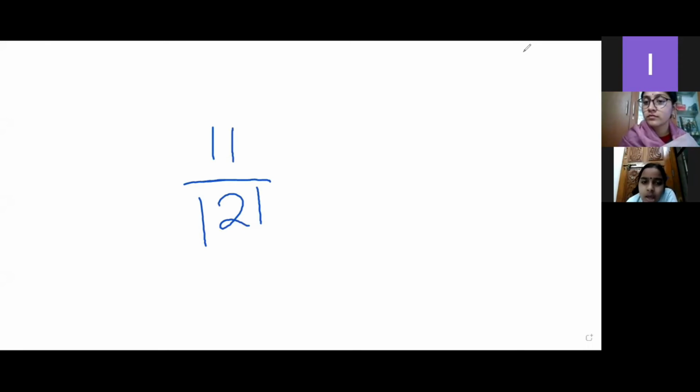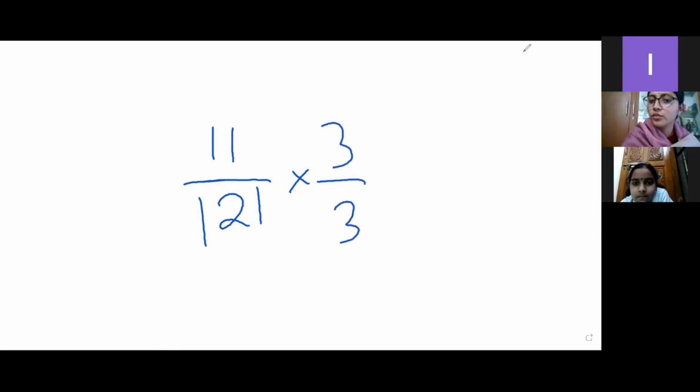Ma'am, I have a doubt. Can we multiply this 11 by 121 by 11 by 11? Will we get an equivalent fraction? No. If you have to multiply, you can multiply with any number. Harshika, you can multiply by 3 also. But you cannot divide by 3 by 3. In that case, you have to remember the tables. Do you have any problem? Somebody is saying something to you. Are you confused? What happened?